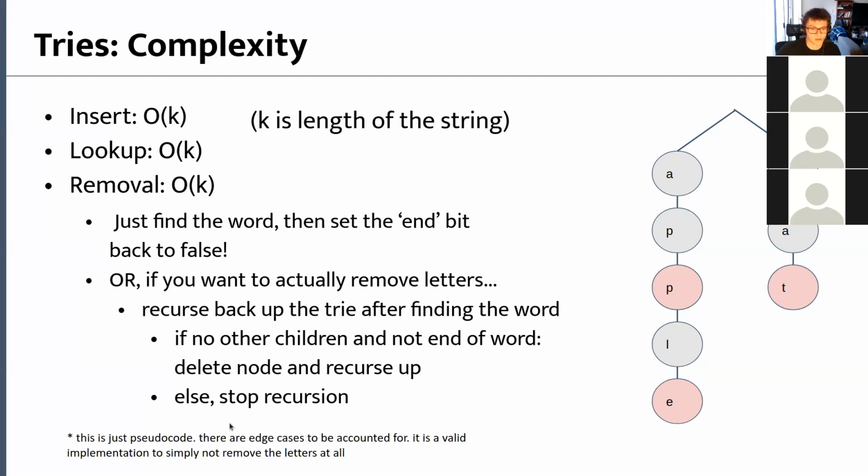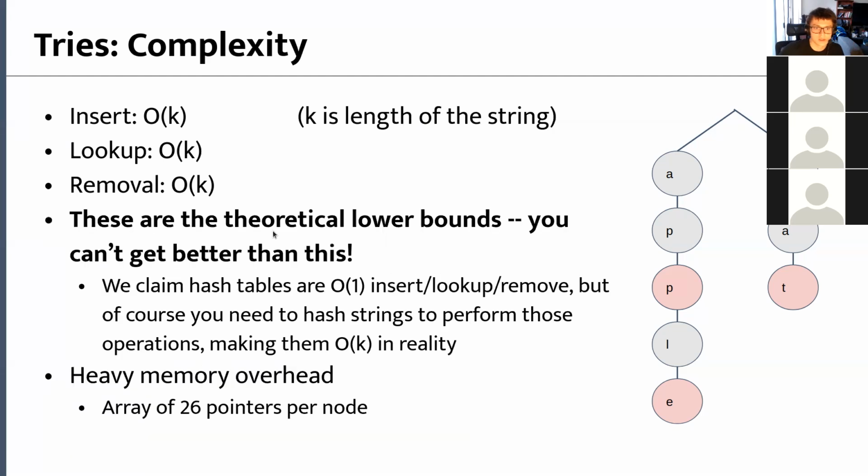And this is just pseudocode. Obviously, there are edge cases, blah, blah, blah. No accountability if you implement this and have a bunch of bugs. Yeah, this is what I was wanting to talk about, though. These are the theoretical lower bounds for a string data structure for these three operations. You cannot actually get better than this in terms of big O complexity.